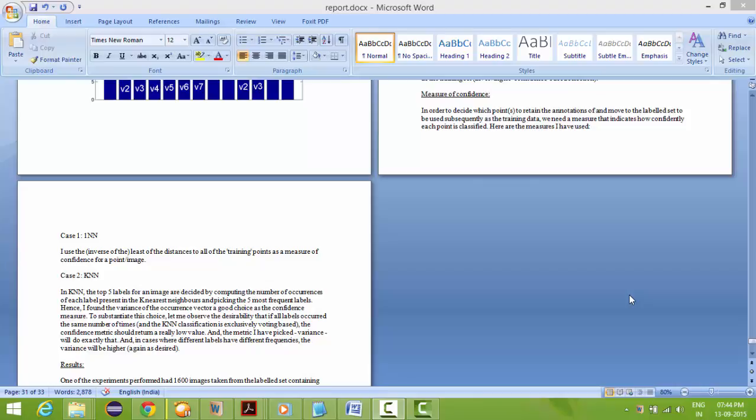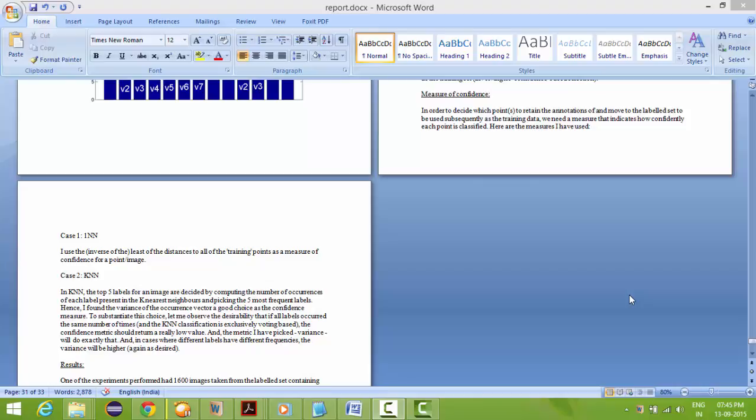A key component here is a measure of confidence. Here are the measures that I've used. In the case of 1NN, I use the inverse of the least distance as a measure of confidence for a point, meaning image. For KNN, when K is greater than 1, the top 5 labels for an image are decided by computing the number of occurrences of each label present in the K nearest neighbors and then picking the 5 most frequent labels.